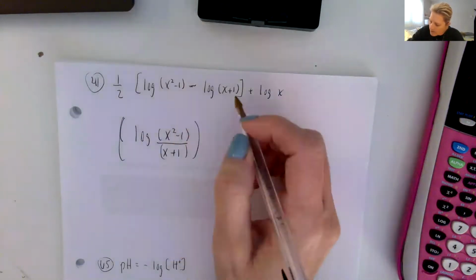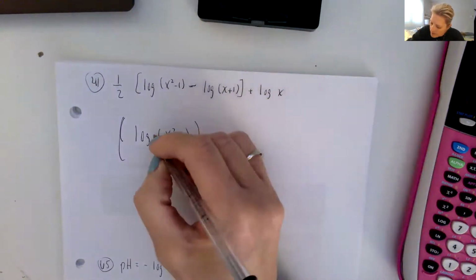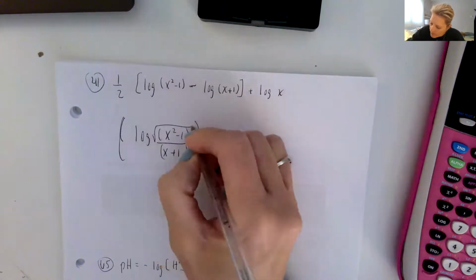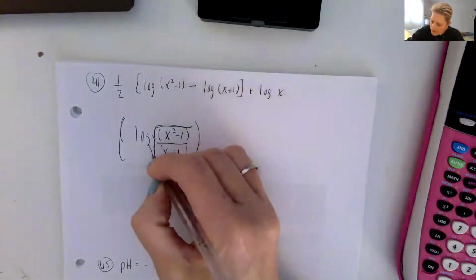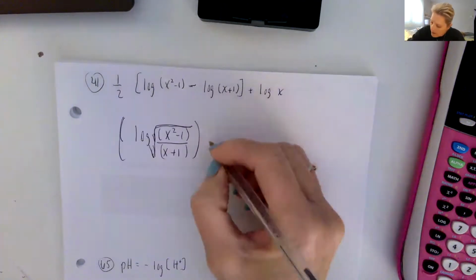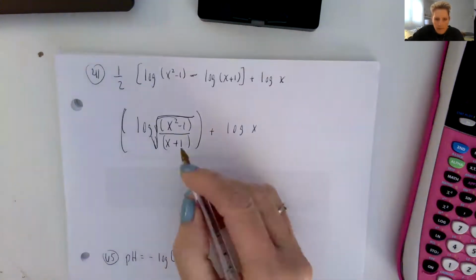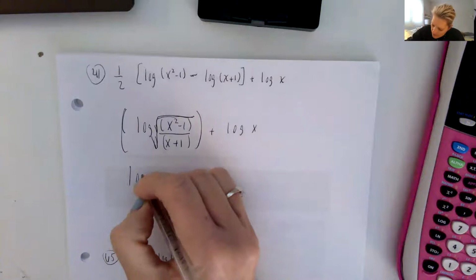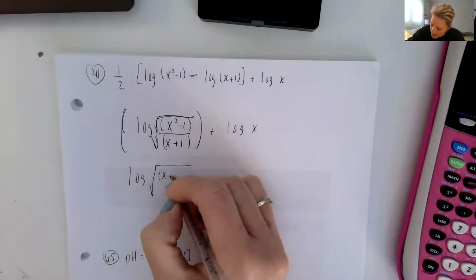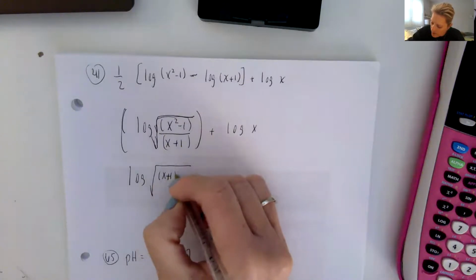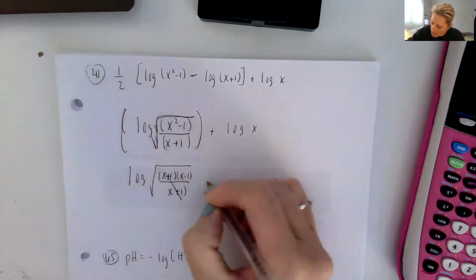And that is really the square root of these together because of the 1/2 power, plus log of x. So let's leave that for now. So this log of the square root, x squared minus 1, can be factored into x minus 1, x plus 1, x minus 1 over the x plus 1. So those will cancel.